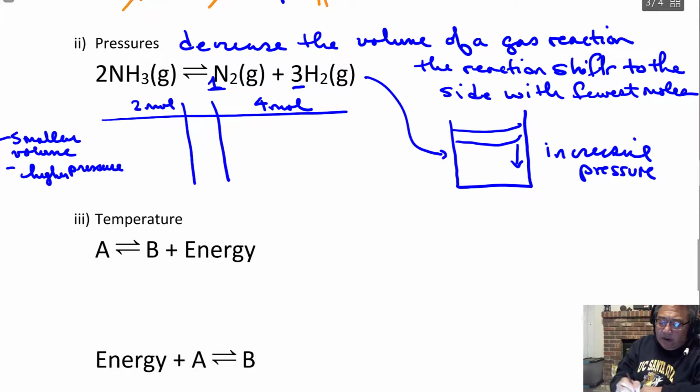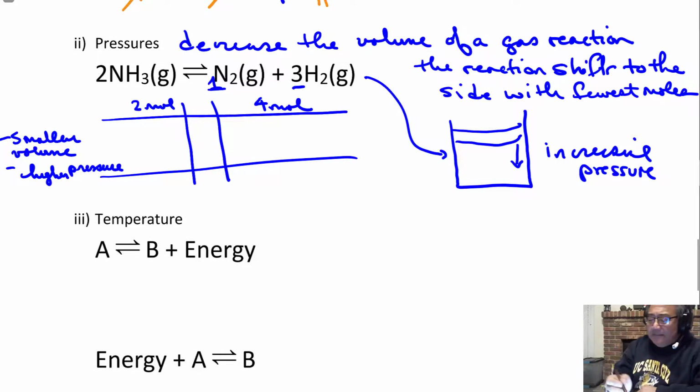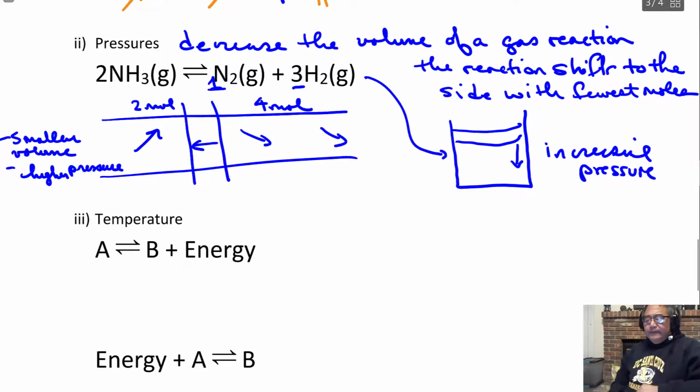So, we'll put it all like this, and we'll do the other one below it. If that's the case, then what happens is it's going to shift this way, and so this will go up, and these will both go down. Right? High pressure, or smaller volume, will go to the side with the fewest moles. Now, if I do the opposite, let's do low pressure.